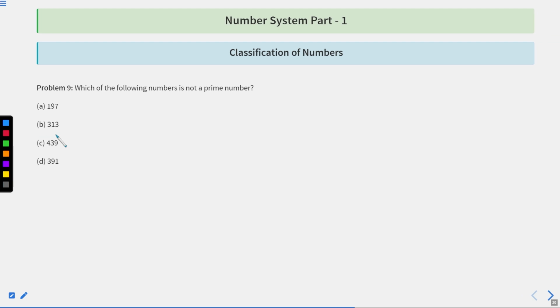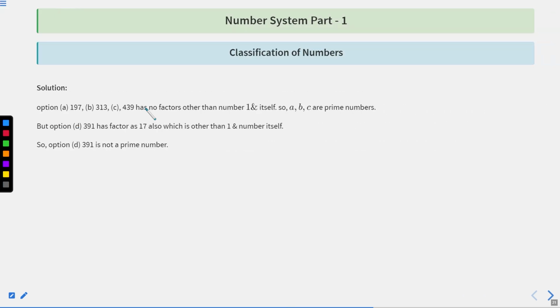Let us move to problem number 9. In problem number 9, we are asked which of the following numbers is not a prime number. Let us first recall what a prime number is, as we saw in the last lecture. A prime number is a number which has only two factors, namely 1 and itself. So we have to see whether these numbers have only two factors, 1 and itself.